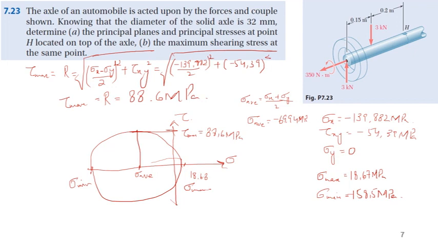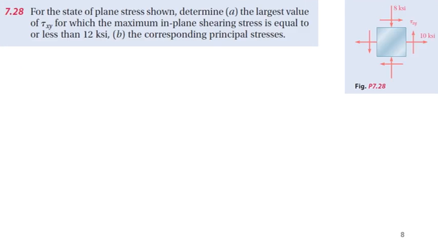So this is, we will represent it graphically. Okay, let's see this problem. For the state of plane stress, determine the largest value of tau xy for which the maximum in-plane shearing stress is equal to or less than 12 ksi. So the state of stress is shown. So tau xy is unknown.